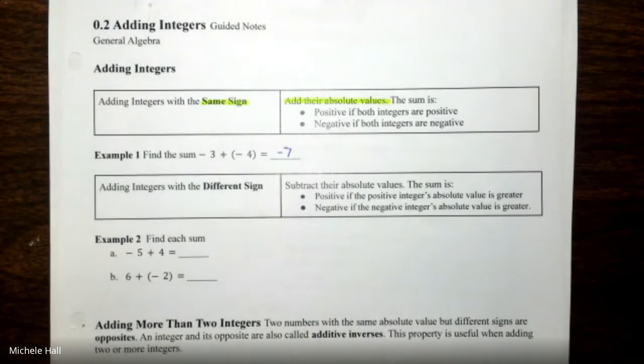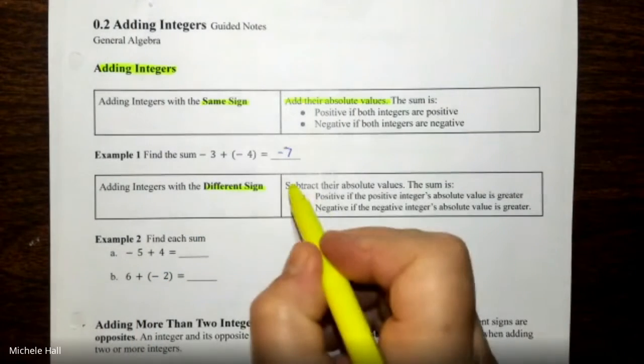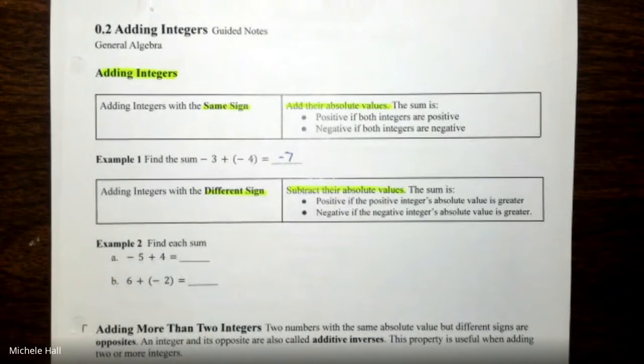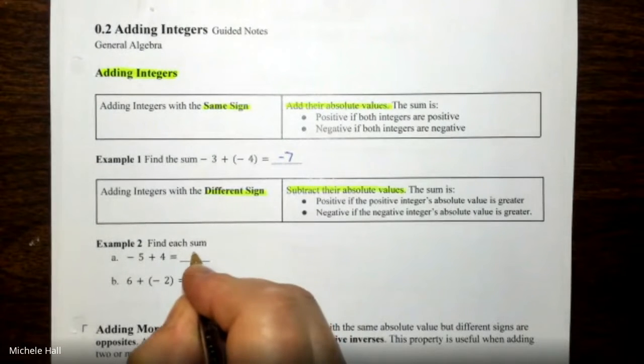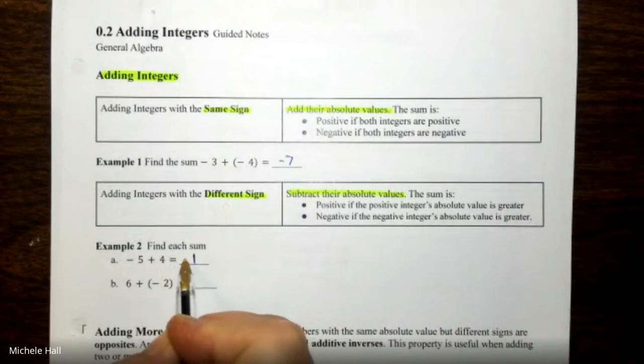How about adding integers with different signs? You are going to subtract their absolute values, and then you're going to take the sign from the larger number. We have -5 plus 4. We are adding a negative and a positive. These are different signs, and so we subtract them. 5 minus 4 is 1, and then we're going to take the sign from the larger number. 5 is larger than 4. We're going to take the sign from the 5, which is negative.